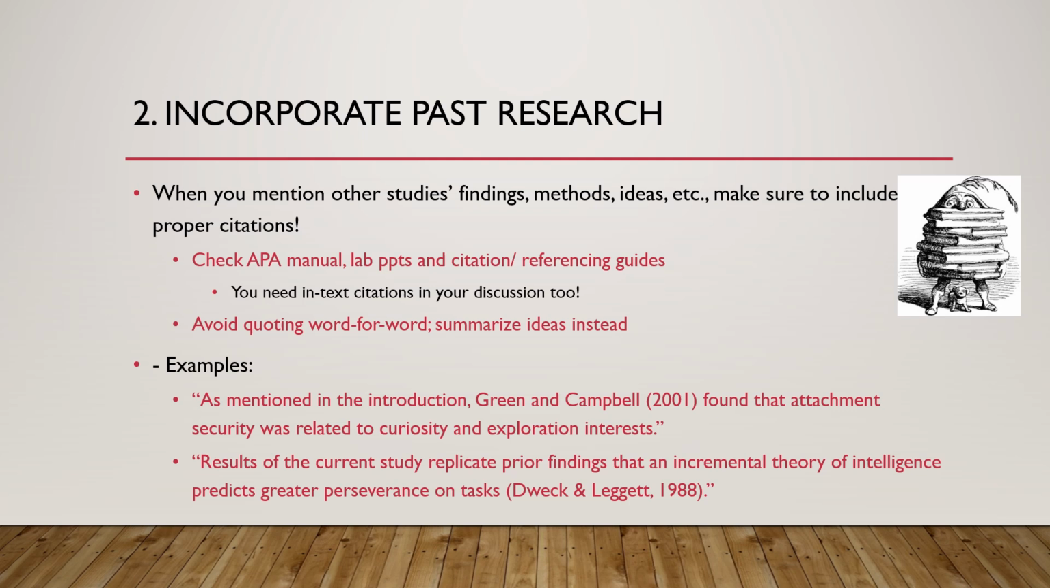So as an example, you might say, as mentioned in the introduction, Green and Campbell, 2001, found that attachment security was related to curiosity and exploration interests. There, we have reestablished something from the introduction that was interesting, and we're bringing it back to the discussion to repeat our conversation about why that was a relationship and why we think that relationship would happen again, and how our findings supported or didn't support whatever Green and Campbell discussed.